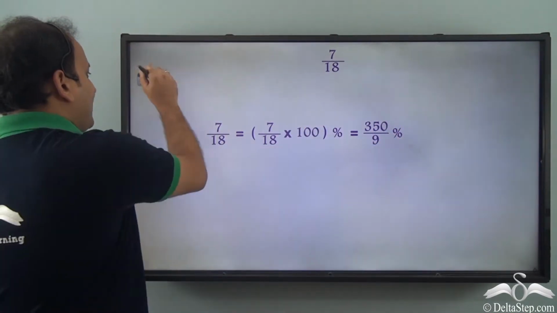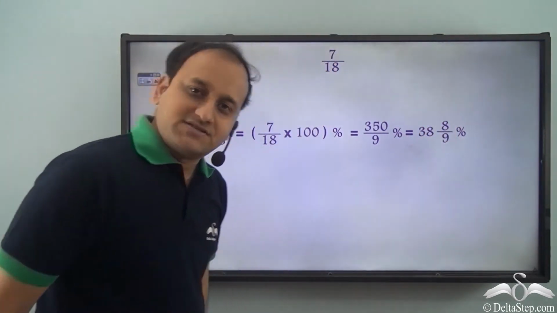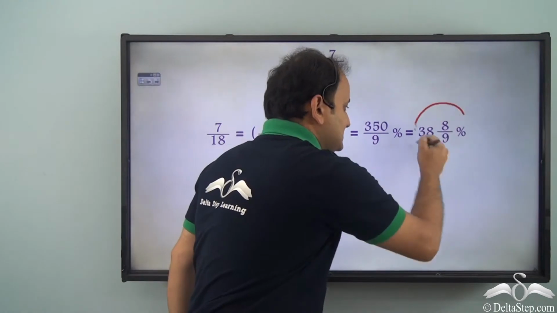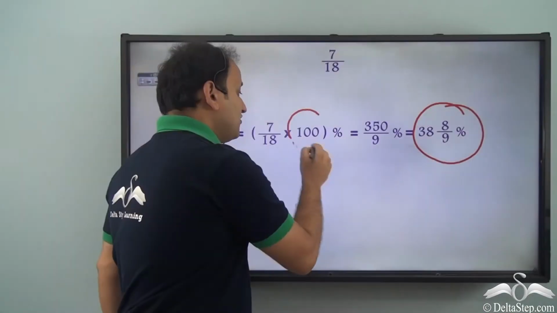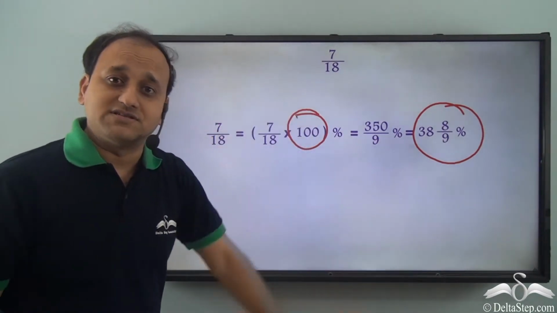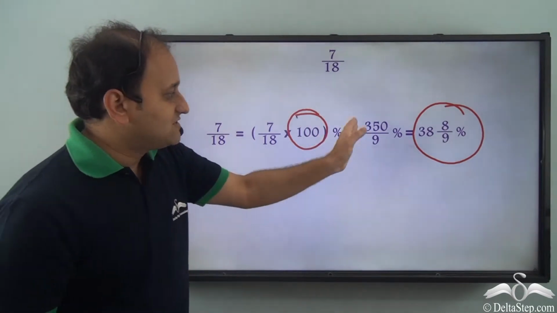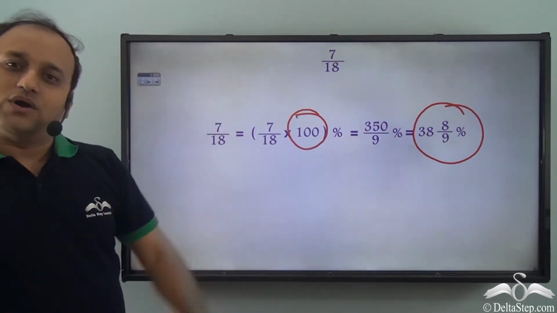Now if we simplify it further, we get 38 8 by 9%. Now this is our answer, and we could solve it because we multiplied the fraction with 100 and then placed a percent sign beside it, and then we simply calculated the value of the fraction, and this is what we got.